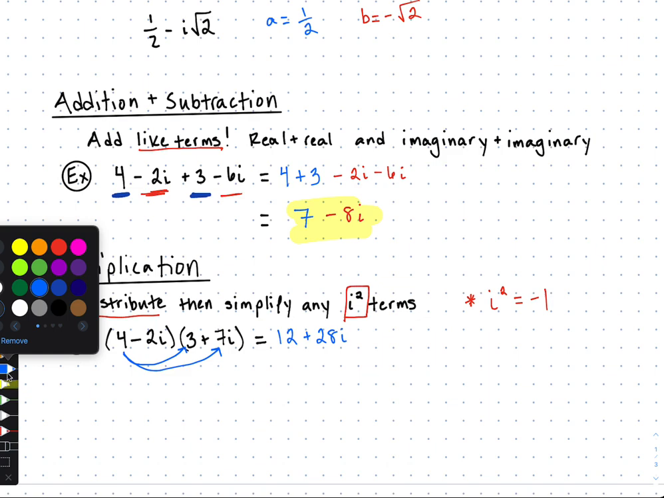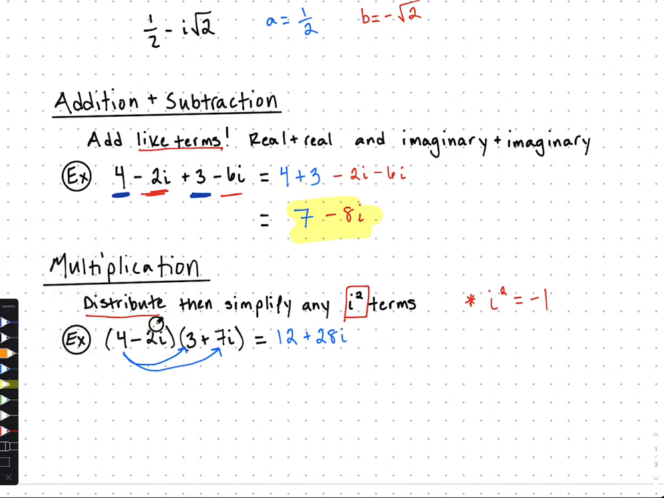And then I'm going to also distribute on the other side the negative 2I to 3 and the negative 2I to positive 7I. So negative 2I times 3 is minus 6I. And negative 2I times 7I is minus 14, and I have I times I, so I get 14I squared.